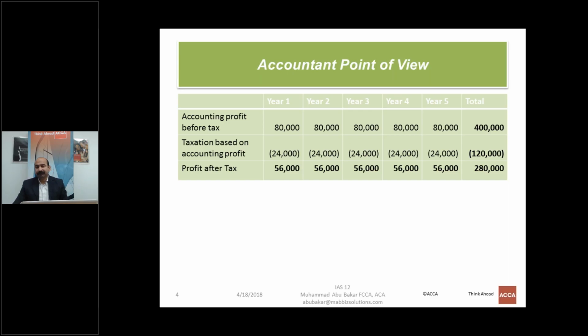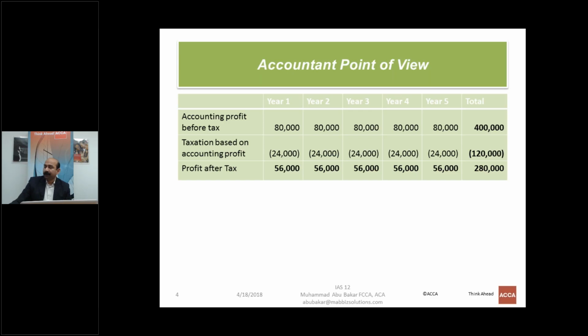80,000 was assumed. As we saw in our last slide, 80,000 was assumed accounting profit before tax. Then we applied the tax rate of 30% on this 80,000 in order to calculate 24,000, and then 56,000 is the difference between these two figures. And here is the total of the 5 years. Like 400,000 is the profit, and total taxation is 120,000. We are interested in this 120,000 figure.